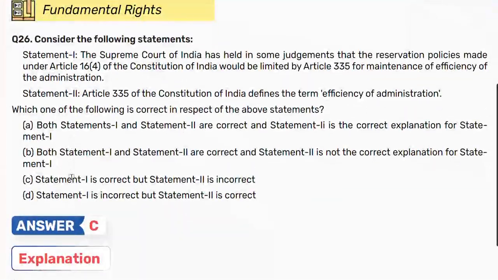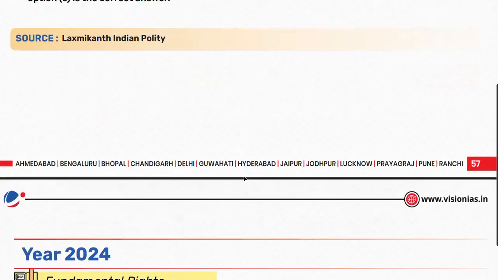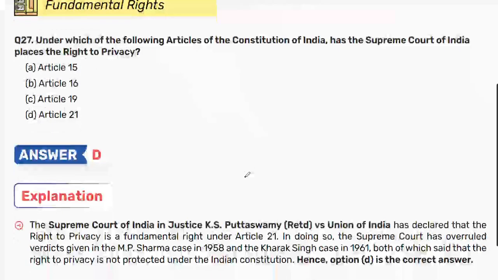Now, the Supreme Court of India has held in some judgment that the reservation policy made under Article 16, Clause 4 of the Constitution of India would be limited by Article 335 for the maintenance of efficiency of the administration. Yes. Article 335 of the Constitution of India defines, no, this is incorrect. So, statement 1 is correct, but statement 2 is incorrect. So, C will be the correct answer. Under which of the following articles would the Supreme Court place the right to privacy? Again, Article 21.